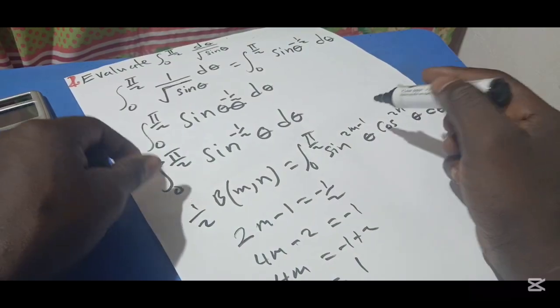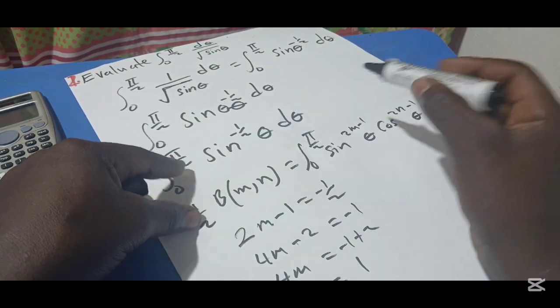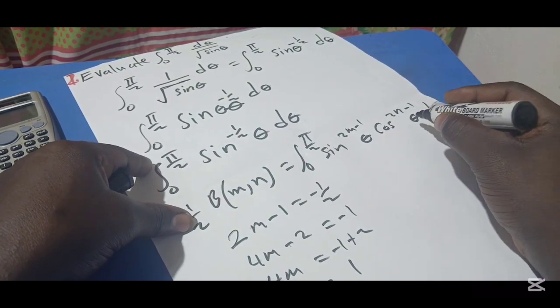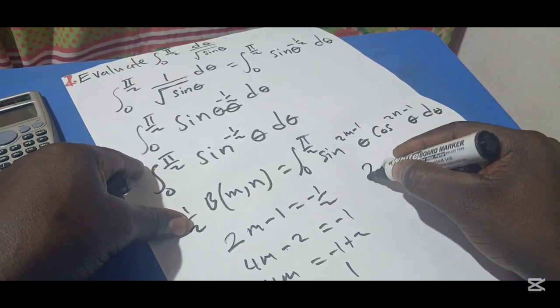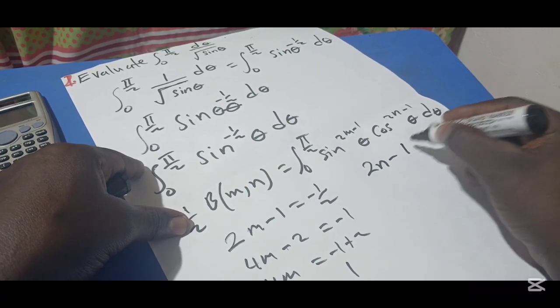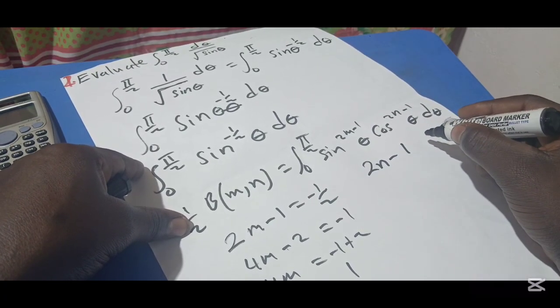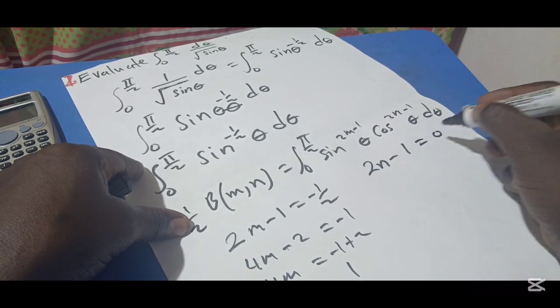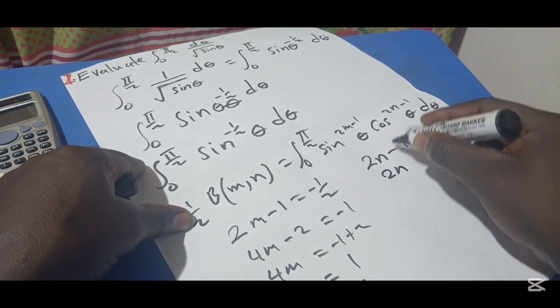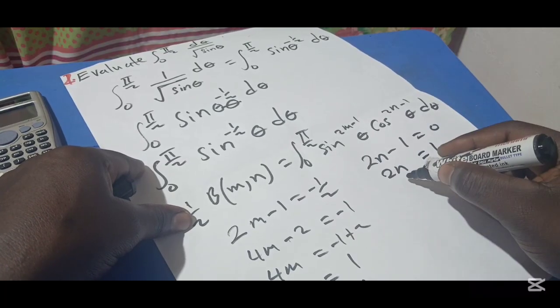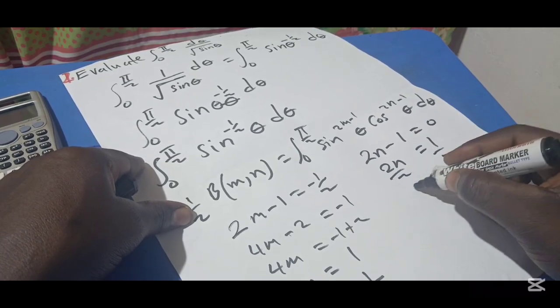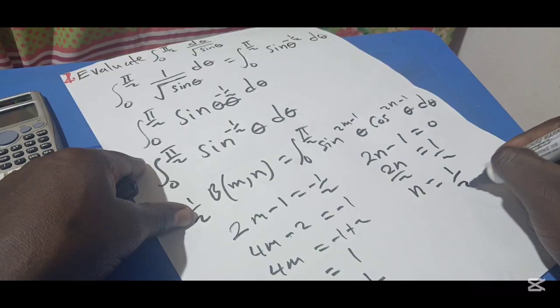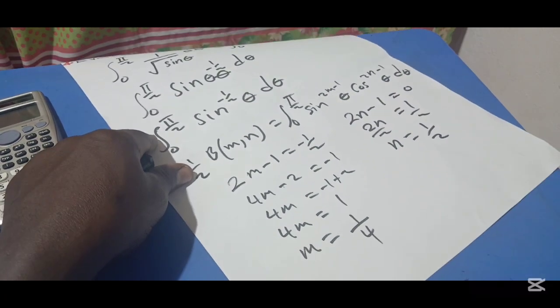Now I don't have a term for cosine, so I'll just equate 2n minus 1 to 0. If there's no corresponding term, just equate the exponent to 0. So 2n minus 1 equals 0 gives 2n equals 1, and dividing through by 2, my n equals 1 on 2.